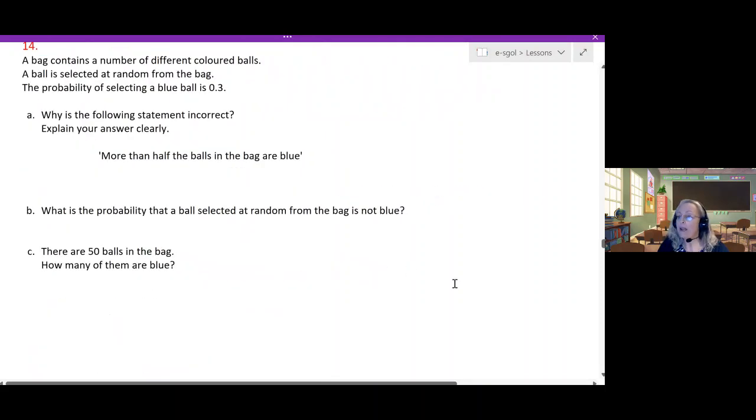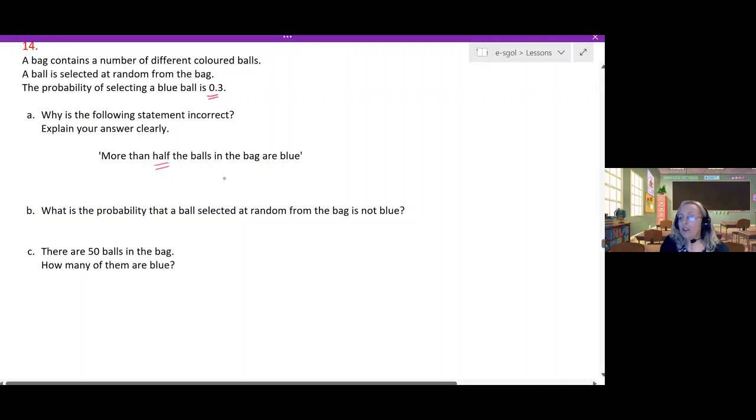So it says, a bag contains a number of different coloured balls. A ball is selected at random from the bag. The probability of selecting a blue ball is 0.3. And then part A, why is the following statement incorrect? Explain your answer clearly. And the statement is, more than half the balls in the bag are blue. So let's look at this. We've been told that the probability of selecting a blue ball is 0.3. And down here, it's talking about more than half of the balls.